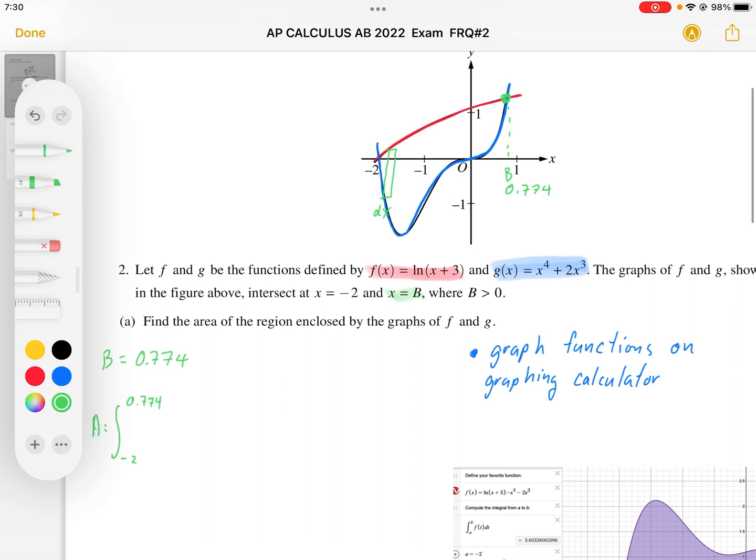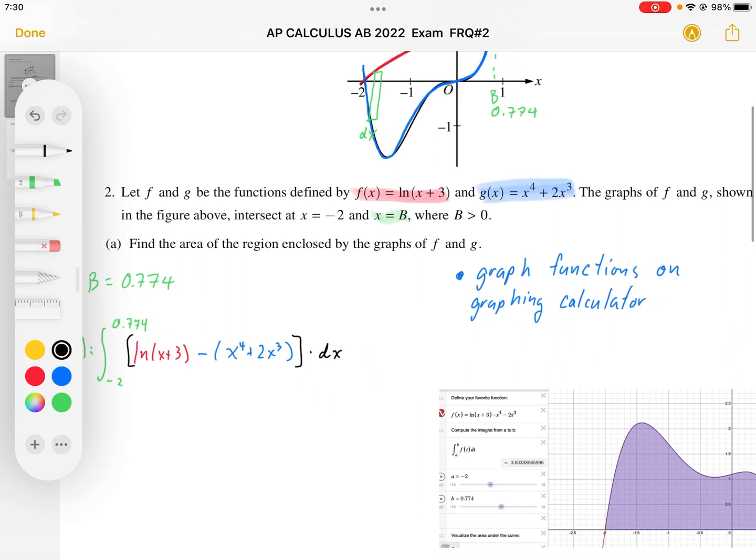Okay, so this is our area, and that's going to be the upper bound, which is our log function. So log x plus 3, and then minus the lower bound, which is x^4 plus 2x^3, and then we're going to multiply that by dx. We're going to multiply that by a thickness of dx, and then integrate that, and that's going to give us the area.